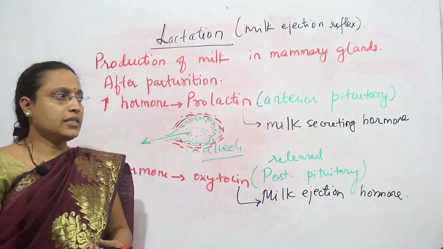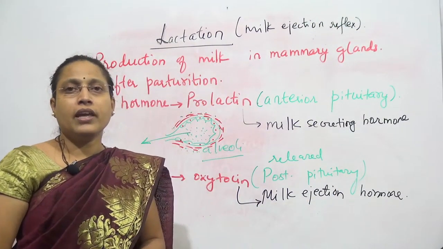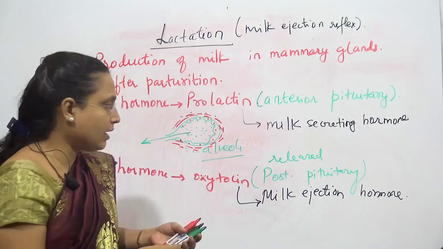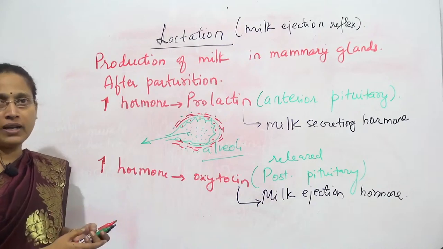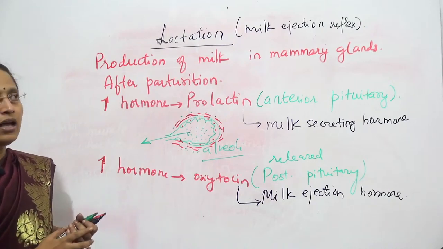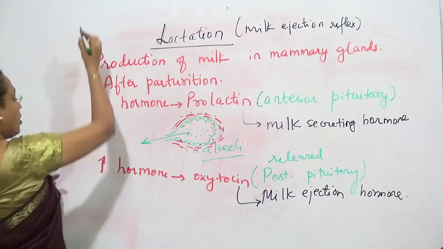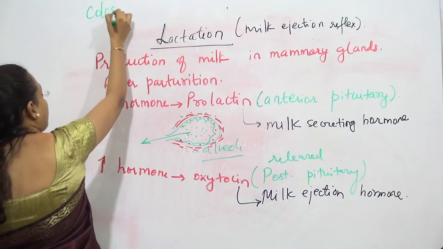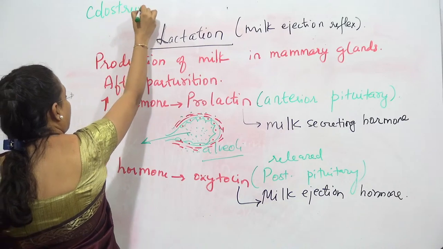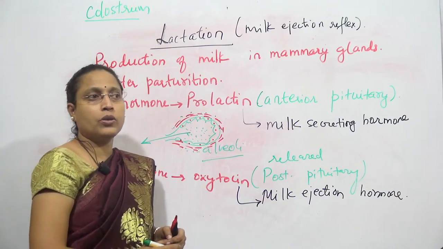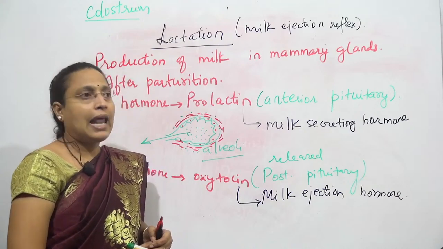You should know that the milk produced in the initial few days after birth is going to be yellowish. For a few days, the milk color will be yellowish, and that milk is called colostrum. Colostrum is the yellowish milk produced during the initial days of lactation.